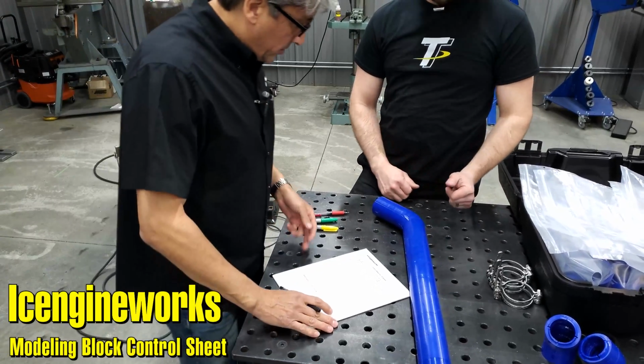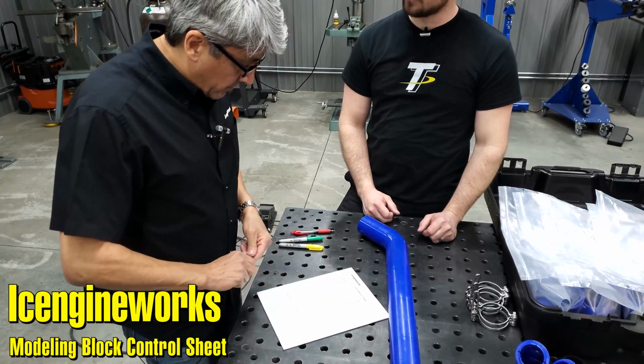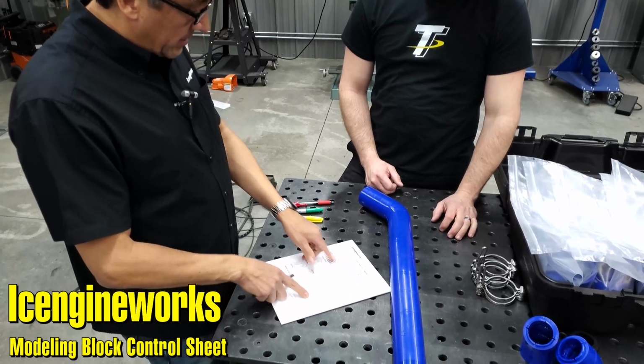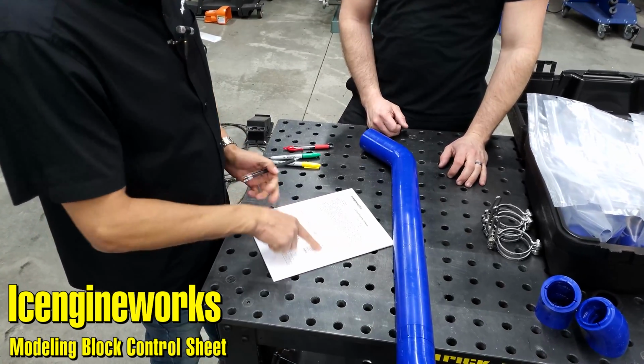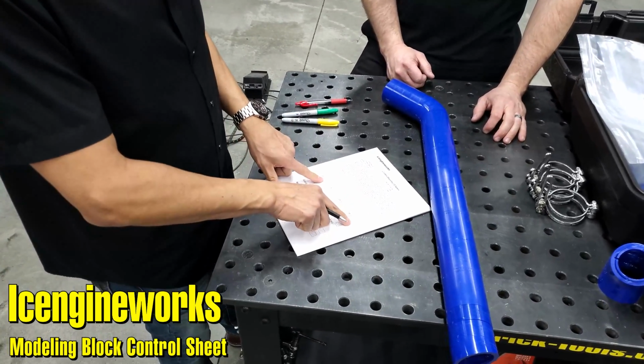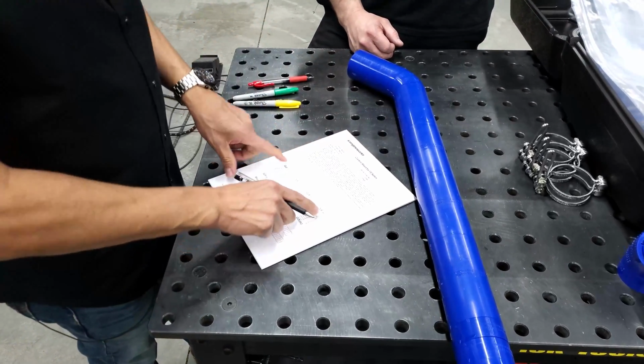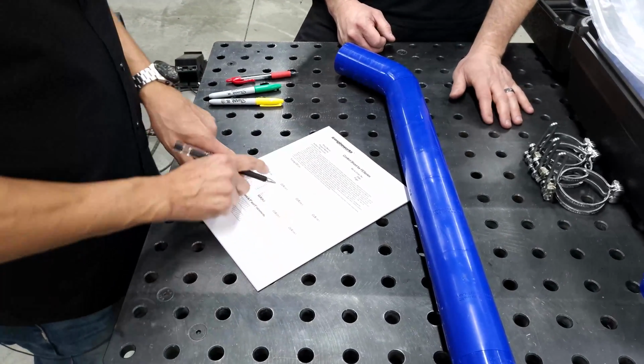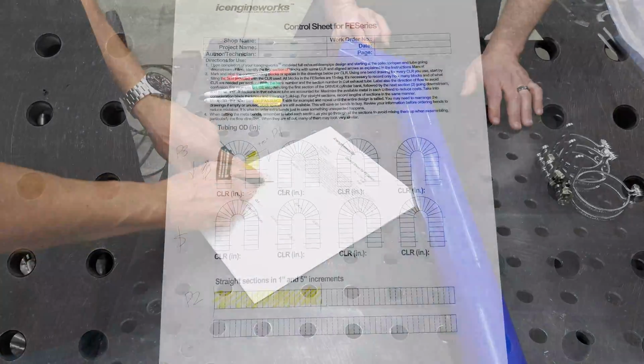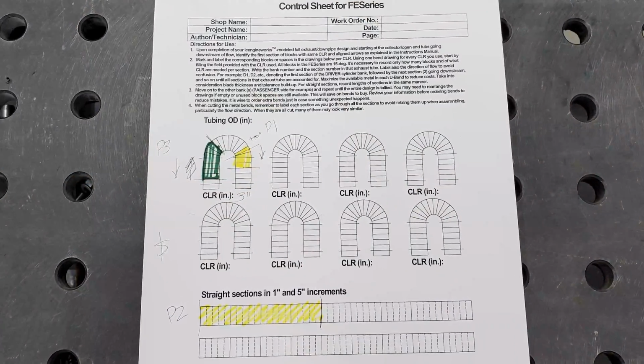All right. So this is also pretty straightforward. In the case of the FE series, our control sheets are really blank. You just got to fill in the blanks as far as what the CLR is. And this is simply just to make it easy for everybody. So don't forget to put what the CLR is so that you don't get confused at the end.